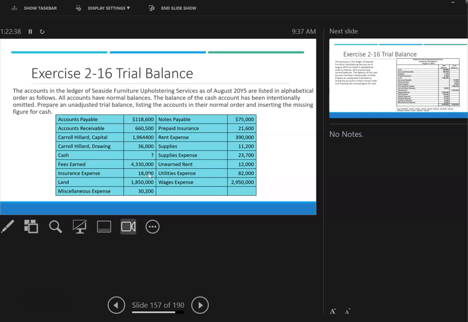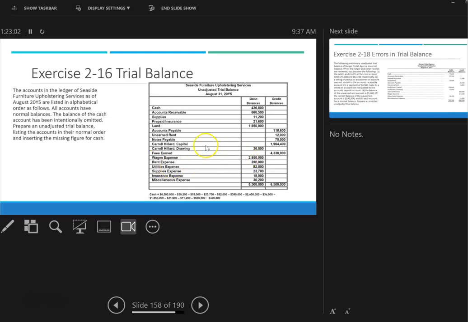Then we'll put in our liabilities. What do you see for liabilities? Payables, notes payable, accounts payable. And then we will put in our capital accounts. The Hillard capital is a credit balance. The Hillard drawing is a debit balance. Do you see what we're doing? Then you would put in your revenue accounts and your expense accounts, wouldn't you?